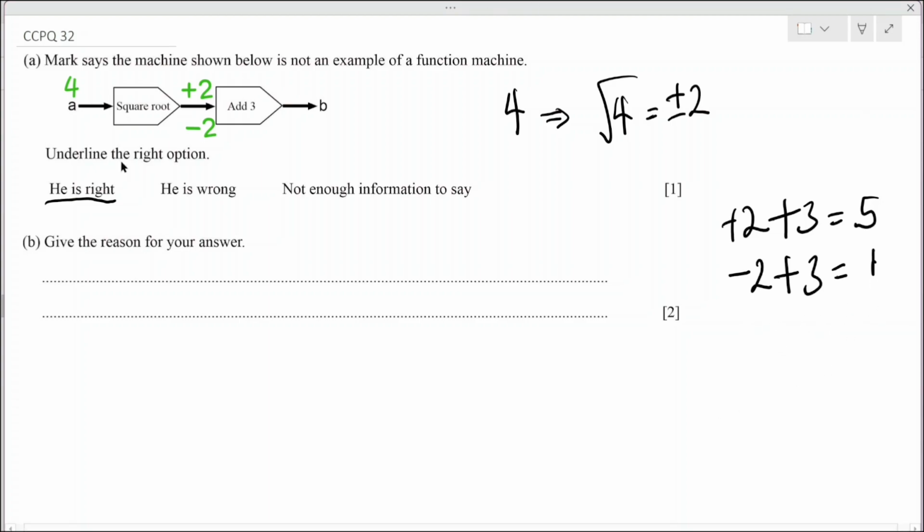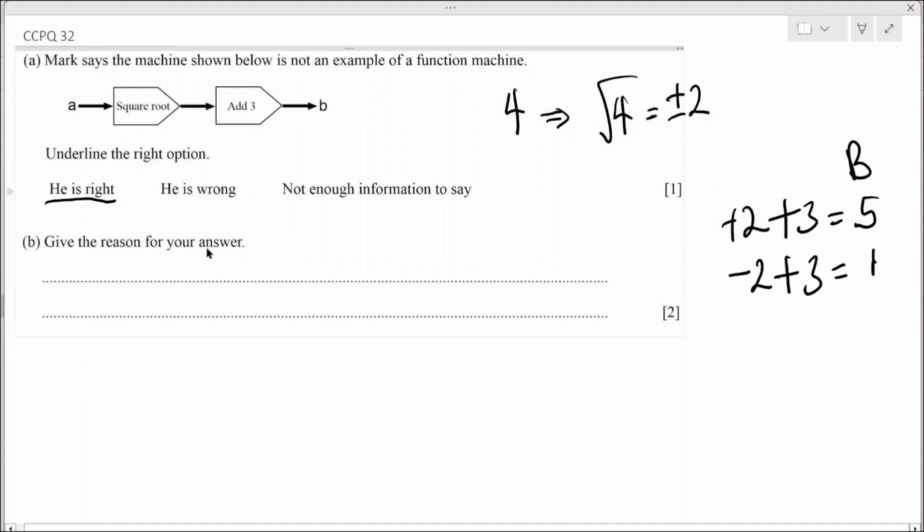So for this question, it means for b, you have 2 answers. And when it comes to function machines, for every single input, if it goes through the function machine, the law says you have to get only 1 answer for b. If you therefore get 2 answers, that means this is not a function machine. So Mark is actually right. If you try 9, you still get 2 answers for b. So therefore, this is not a function machine.